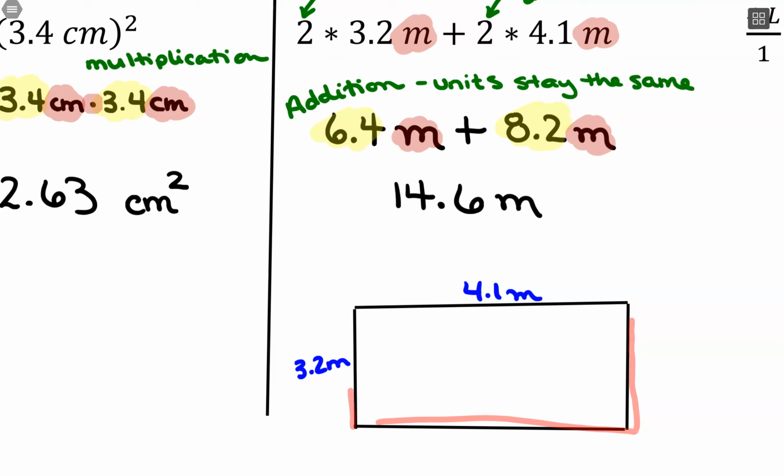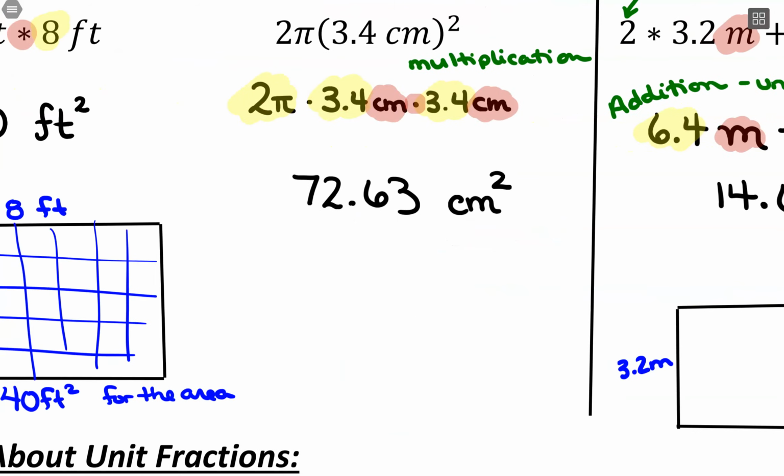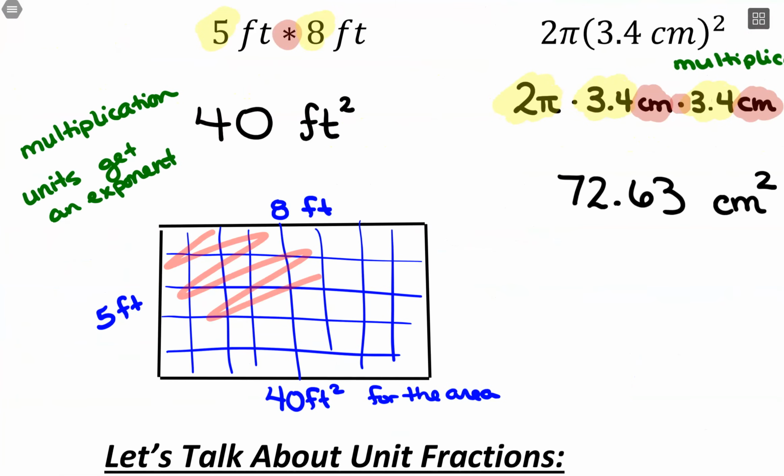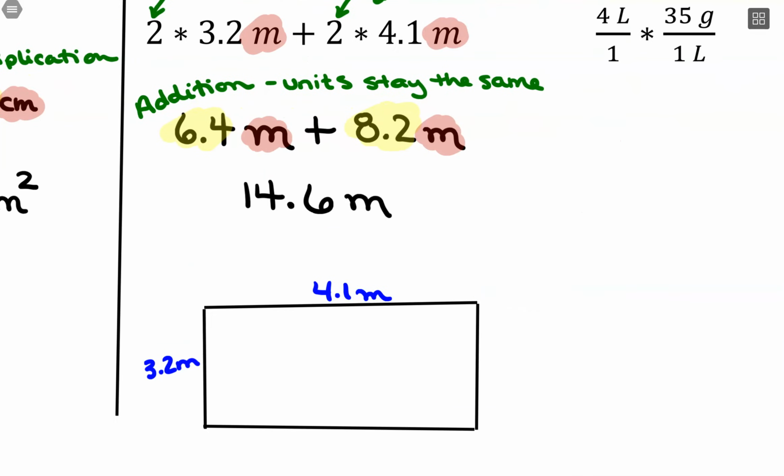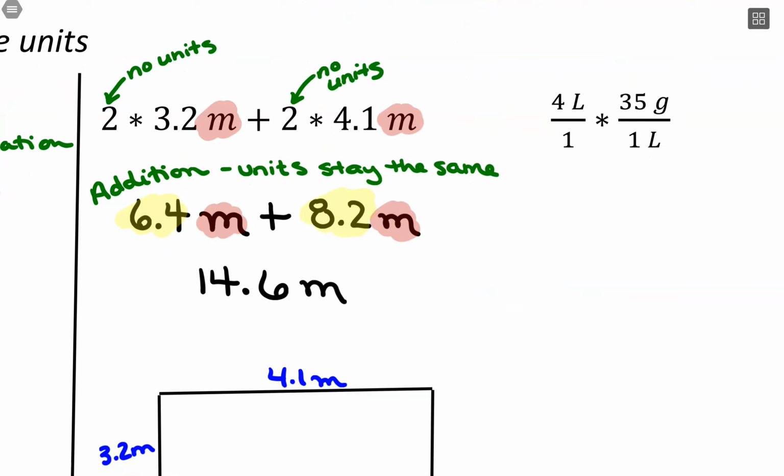But overall, that distance along the outside would still be measured in meters. Again, I can imagine a string having that length, and that string would have a total length of 14.6 meters. Whereas here, it turned into area, and with that, we had to change how we measure units into squares. All right, so with addition, the units stay the same.